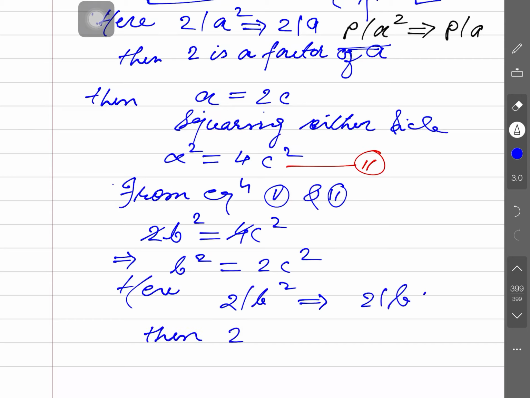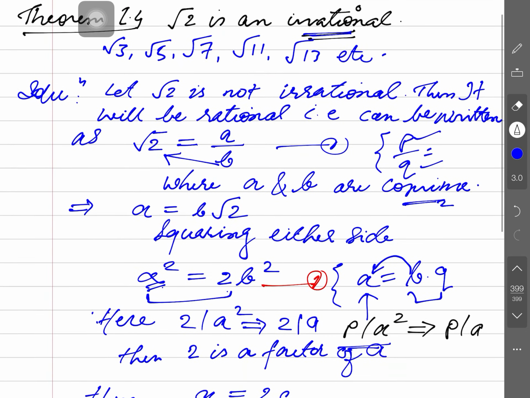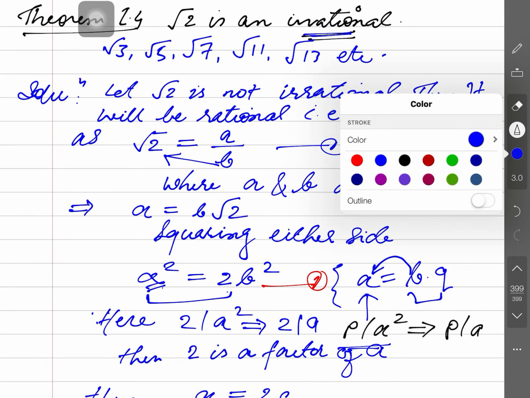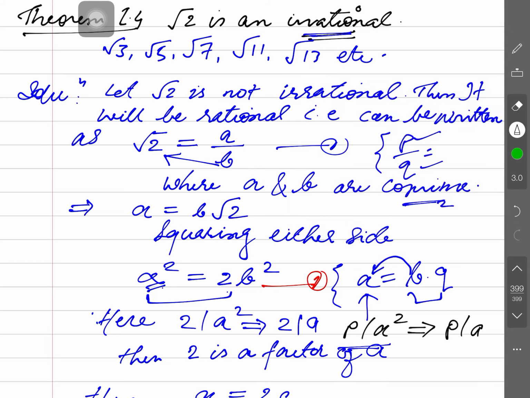If 2 divides b, then what can we say here? This 2 is a factor of b. Now have a look here. We supposed earlier that a and b are the prime factors here. This is the line. Earlier you assumed that a and b are co-prime. It means there is no common factor between a and b.